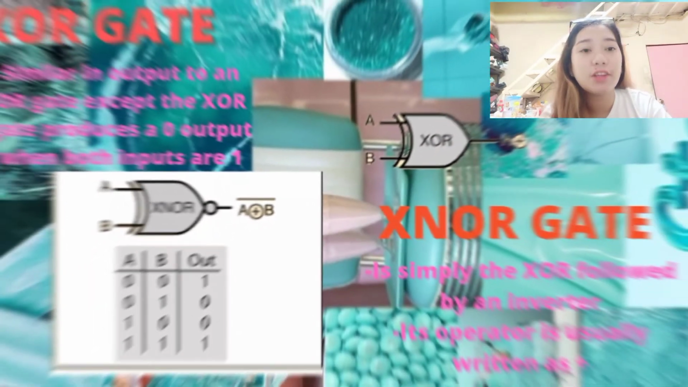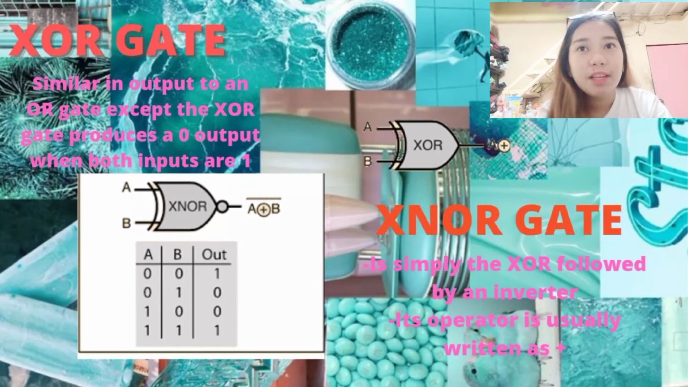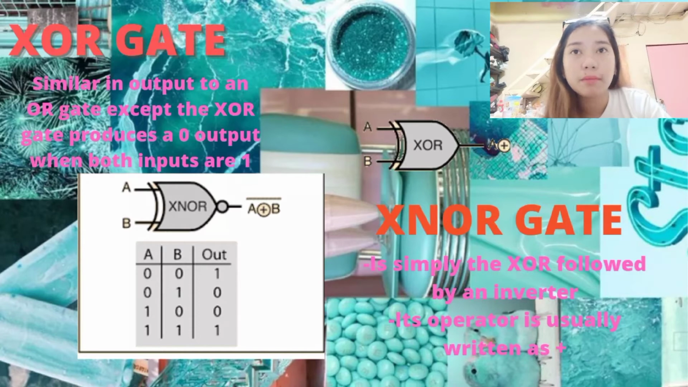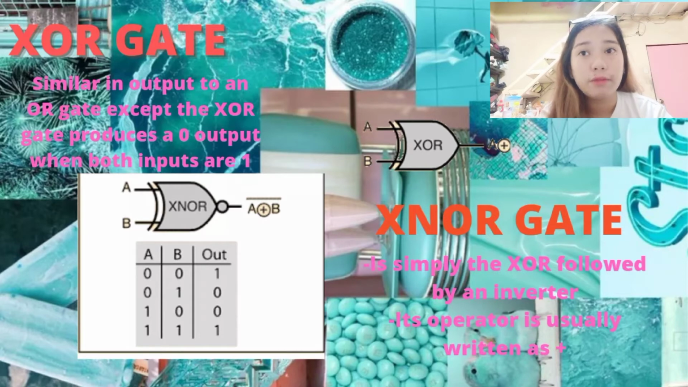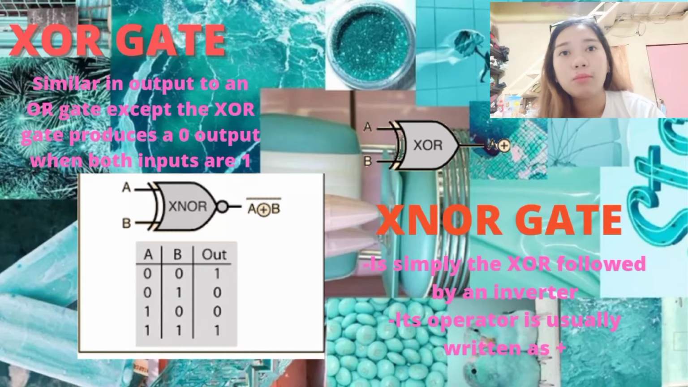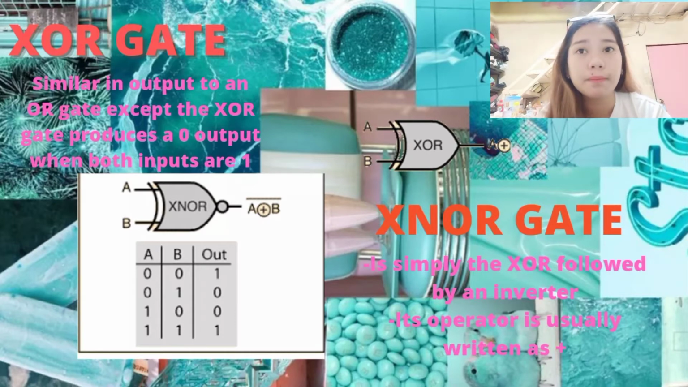Next is the XOR gate. An XOR gate is similar in output to an OR gate, except the XOR gate produces a zero output when both inputs are 1. The XOR gate, or exclusive OR gate, is a circuit which will give a high output if either but not both of its two inputs are high. An inserted plus sign is used to show the EOR operation.